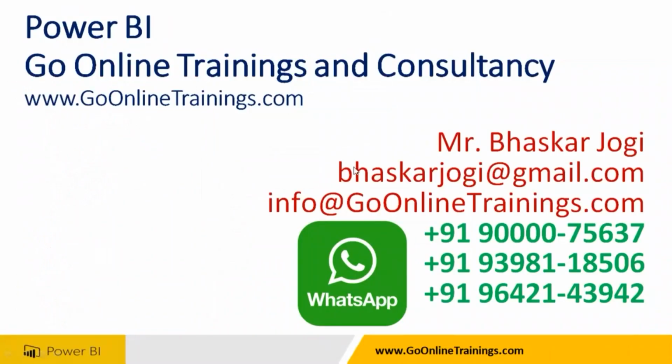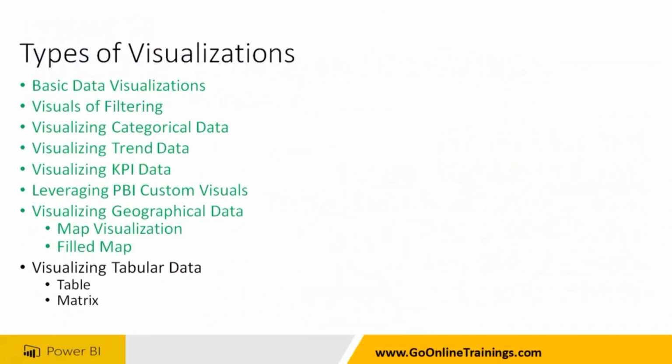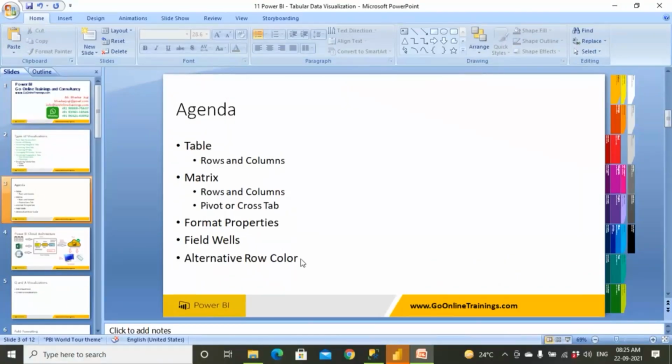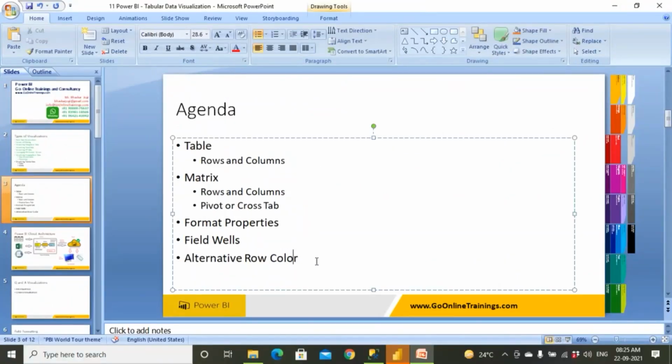Okay, chalo. Now today, let us understand visualizing tabular data. So already we know how to use a table, right? It is very simple, not very complex. And already we had seen matrix also, but let us understand when to use matrix, when to use table, how to format properties and what the field values it contains, how to apply alternative row colors, and how to apply conditional formatting.